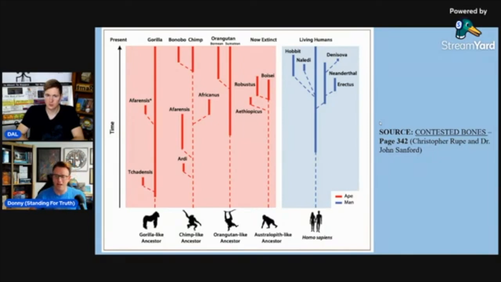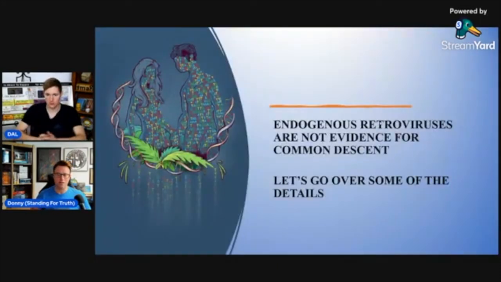So here on the screen is a picture of what you could imagine the separate ancestry model is like. And this is from the book Contested Bones by Christopher Rupe and Dr. John Sanford. Highly recommend this book. And this demonstrates what some creationists probably understand as the phylogeny challenge. Through mitochondrial DNA and Y chromosome DNA function, we have been able to determine that humans are separately created from every other form of life, just like the Bible says. And the details on this will be left for another presentation.